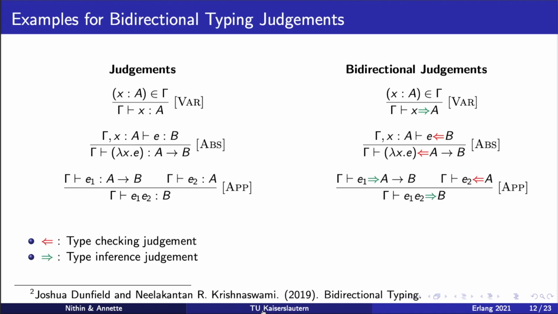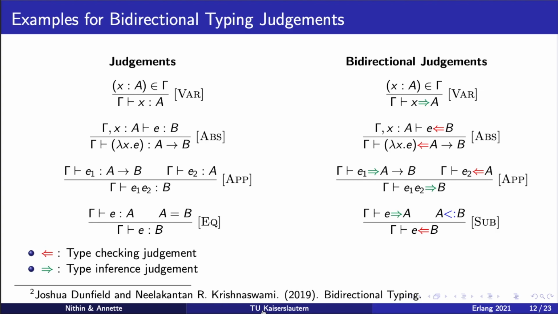Another case is function application, where both the type inference and type checking judgments are used. Here we are applying an expression e1 to e2, and we infer the type of e1 as A to B. Then we check that the expression e2, the argument, has the type A, which is the argument type of the inferred function.